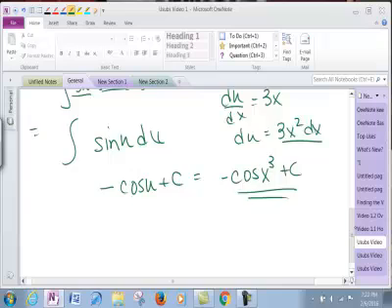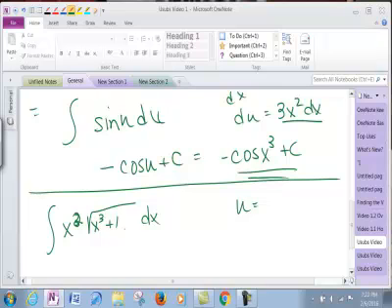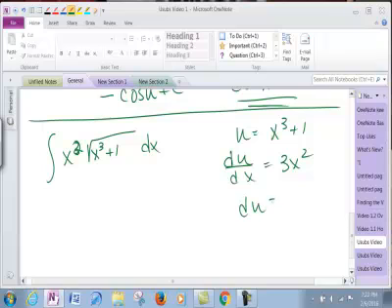Okay, what do you think so far? Not bad? Let's do one that's a little bit more challenging. This time we're going to take the integral of x squared times the square root of x cubed plus 1 dx. Sorry, I had that wrong. So the u is going to be what's underneath the square root, x cubed plus 1, and so du dx equals 3x squared, or du equals 3x squared dx.